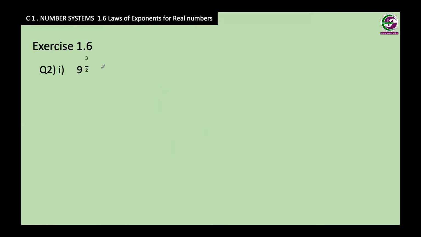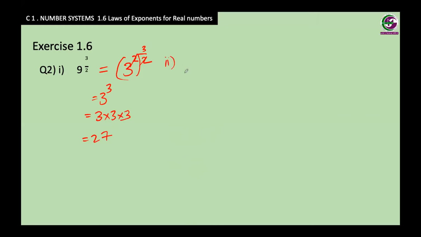9 power 3 by 2. Easier question. 9 can be written as 3 power 2, and outside you have 3 by 2. These two get cancelled, so we get 3 power 3. And you know, 3 power 3 is not 9, it is 3 times 3 times 3, which is 27.